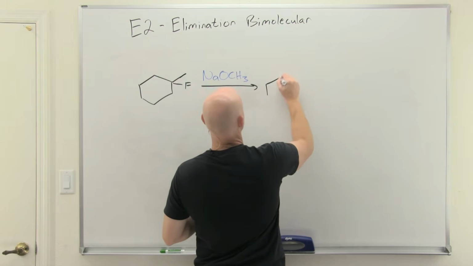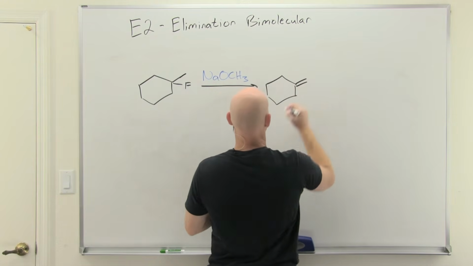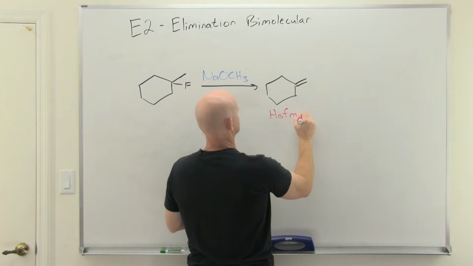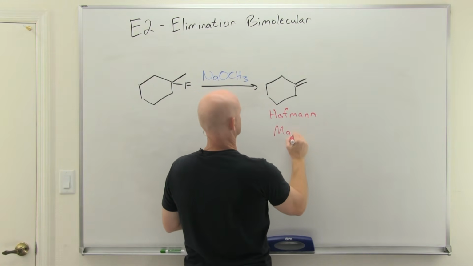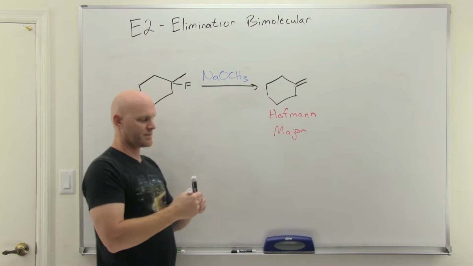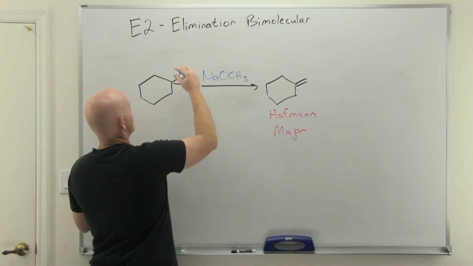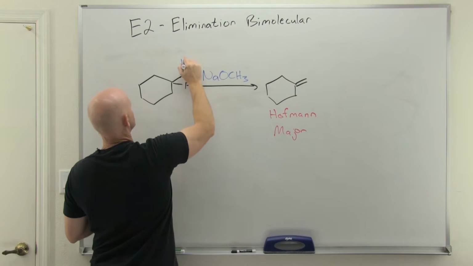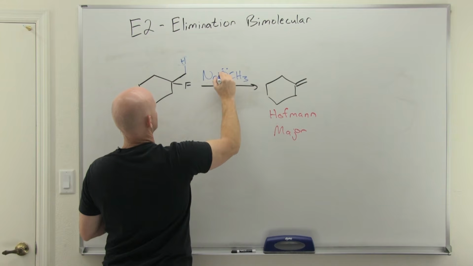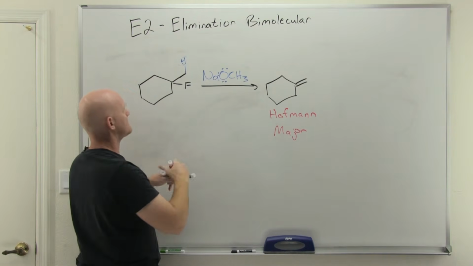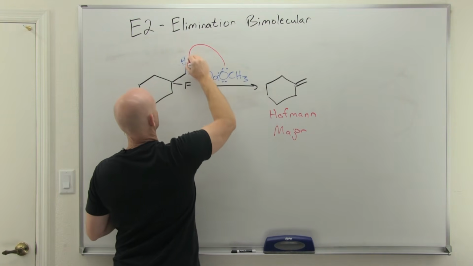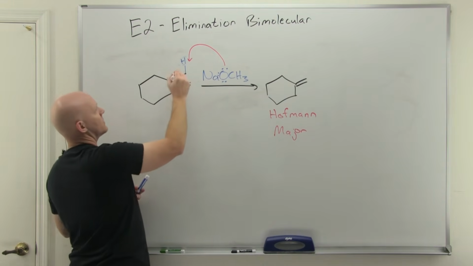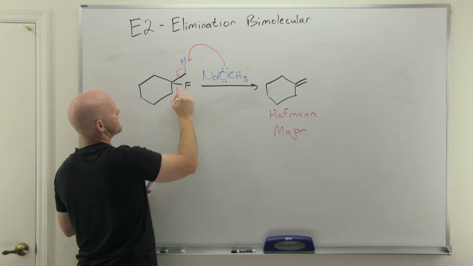And in this case, once again, our major product is the less substituted alkene. And once again, this is a kinetic product. So it turns out, if we take a look at what's going on here, that's not an O. Let's make it an H. So we're going to come and deprotonate that beta hydrogen, and that frees up these electrons to form the pi bond. And so we're like, okay, let's form that pi bond so that fluorine can leave.